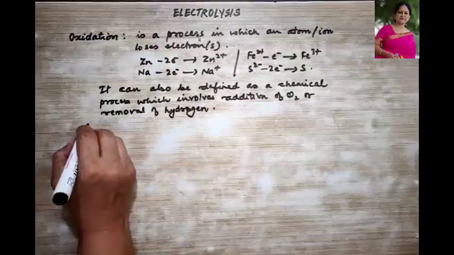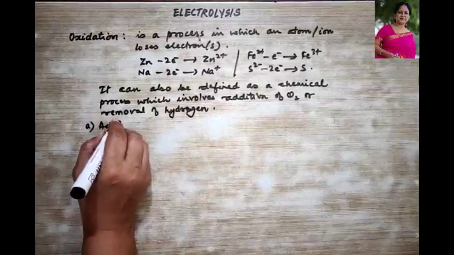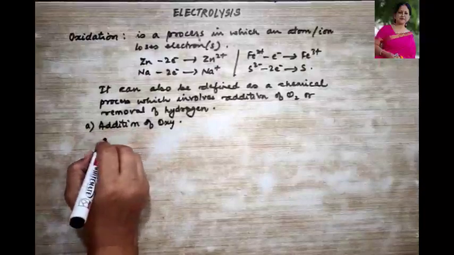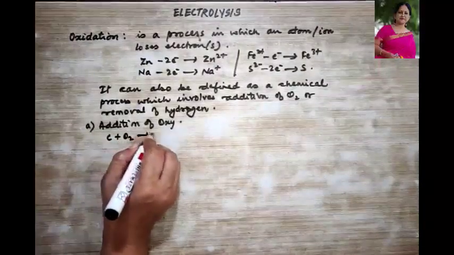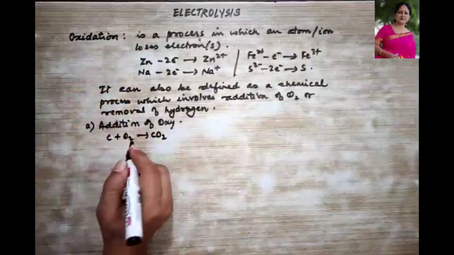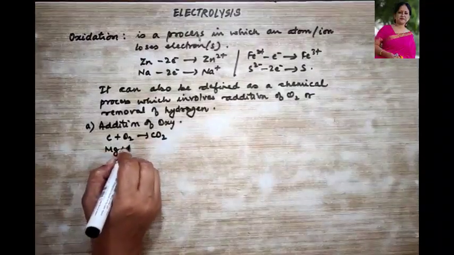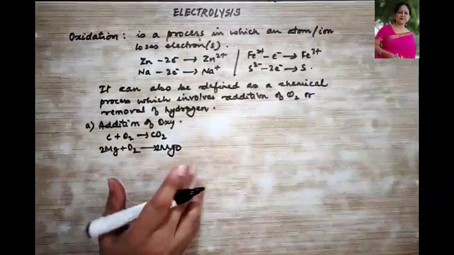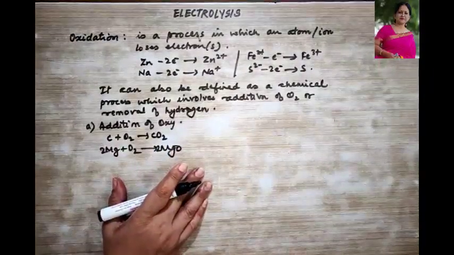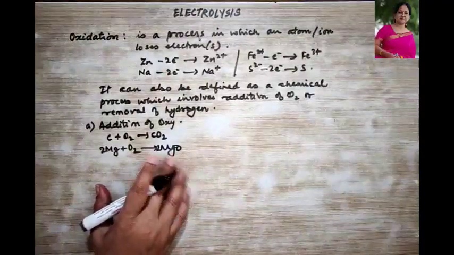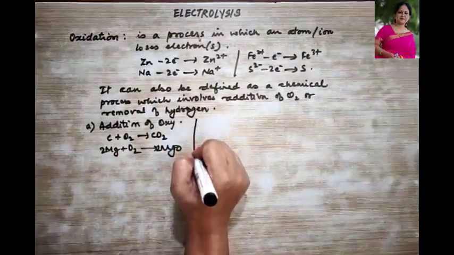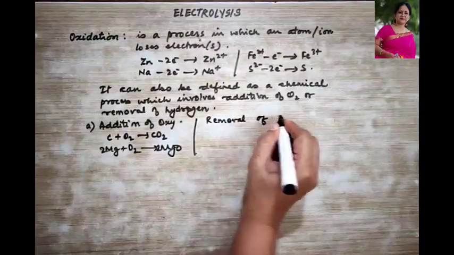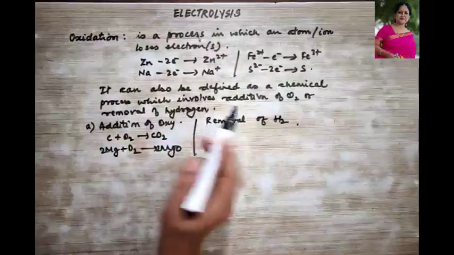You have already done this before, but still, addition of oxygen: carbon combines with oxygen to form carbon dioxide, so this shows oxidation. Similarly, magnesium combines with oxygen to form magnesium oxide, which is also oxidation. So gain of oxygen is termed oxidation. Or removal of hydrogen is also oxidation.